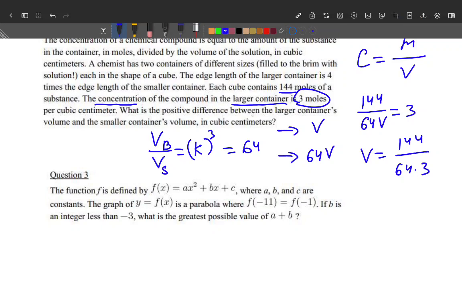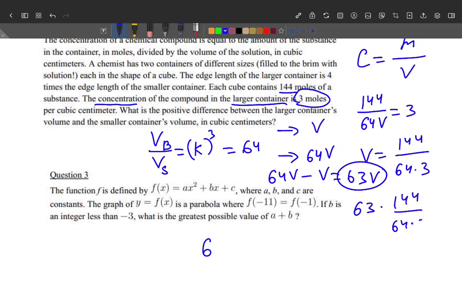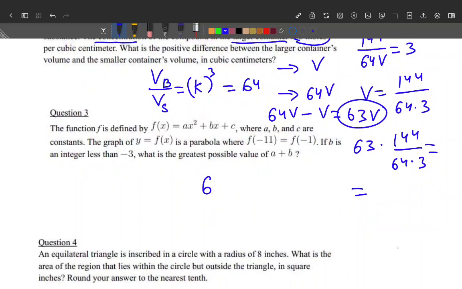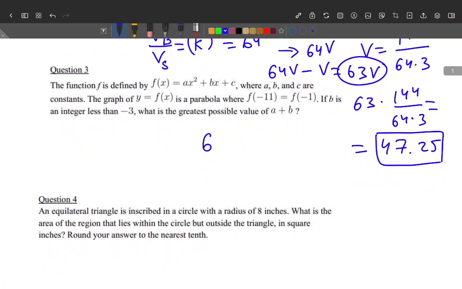And the difference, what is the positive difference between the larger container's volume and smaller? It means 64V minus V. We need this value. For this, 63 multiplied by this term, I should multiply. If I do this, I take the value. I took this value. It's the answer for this question. Okay, next one.